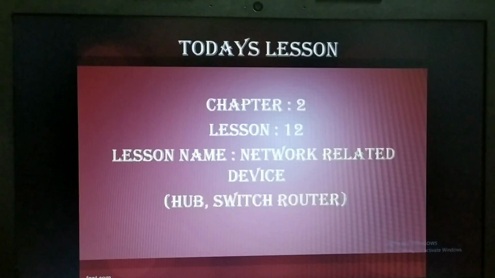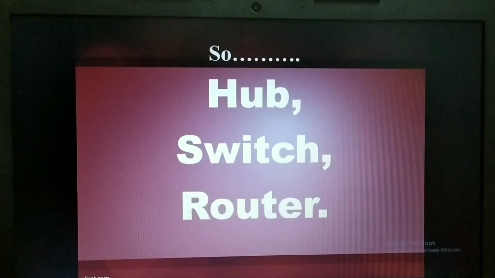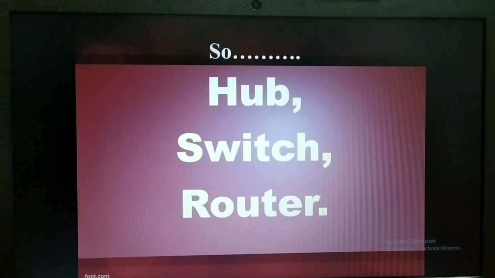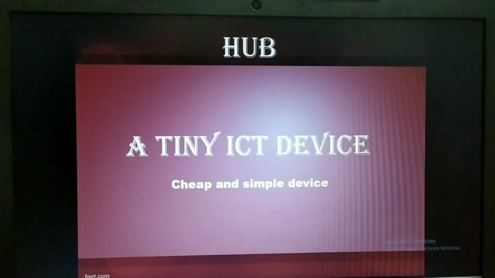So here are some of the devices that are used to create a network. We will learn all those devices, not all. Today we will learn the main 3 only, by which devices we create a network, that is hub, switch and router. So what will we learn today? Hub, switch and router. Very good. Now we will proceed one after one.